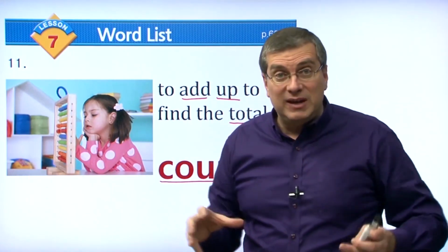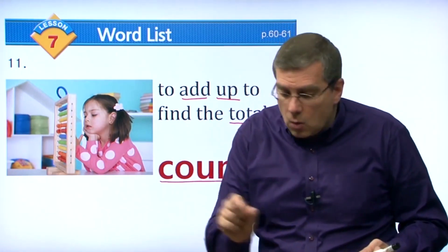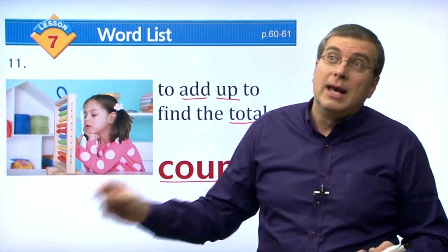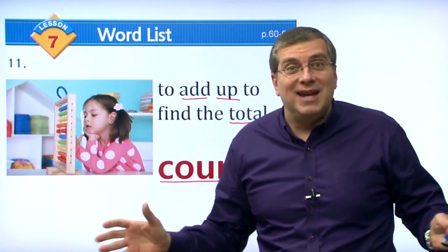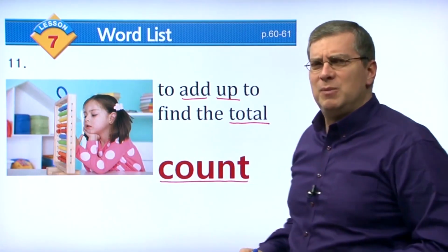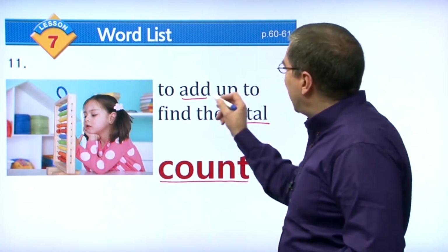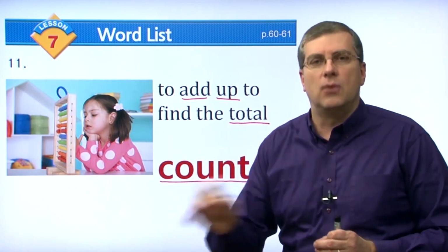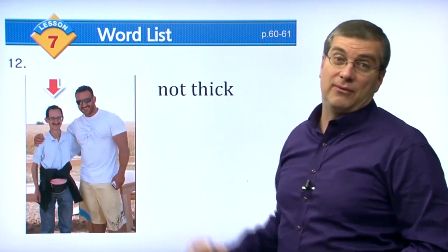Let's say you have many pieces of candy. You want to know how many pieces of candy do you have? You go 1, 2, 3, 4, 15, 20, 50. I have 50 pieces of candy, right? So you're counting the pieces of candy. Don't eat 50 pieces of candy. You will get a stomach ache, right? Just eat 1 or 2 pieces of candy. But to add up, to find the total, you're counting something. 1, 2, 3, 4, and so on. To count.